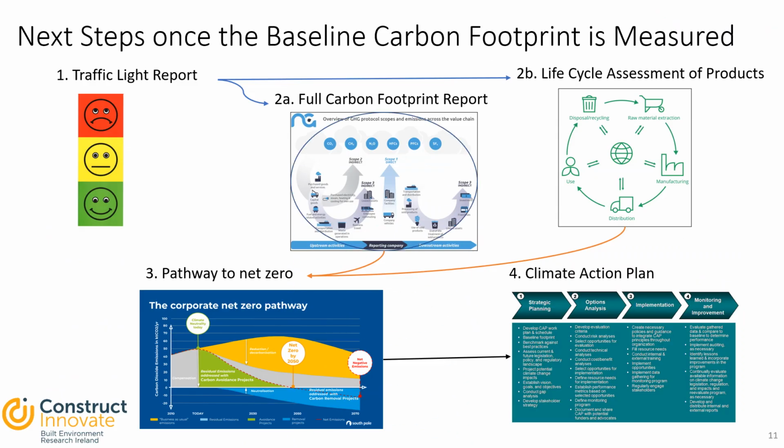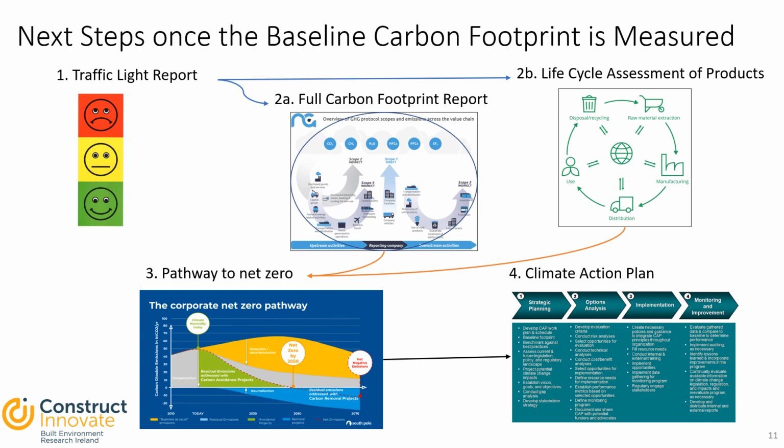It is possible to carry out a traffic light report in-house without the need for hiring external expertise. The goal of the traffic light report is to give companies an indication as to what their next best steps may be and whether external expertise is needed. This could be a full carbon footprint report or life cycle assessment of certain products, or an energy management plan, and so on. This will depend on the results of the initial traffic light assessment.